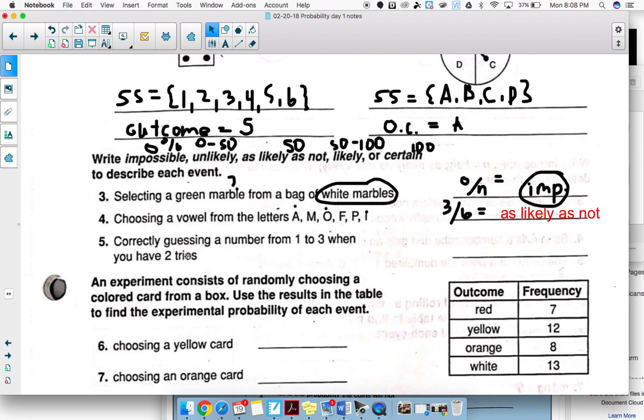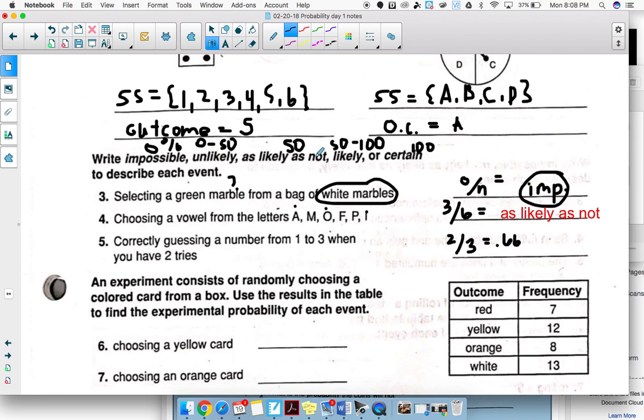Okay. So the next one, correctly guessing a number from 1 to 3 when you have 2 tries. Well, if you think about that, if you got 2 tries, you got 2 chances out of 3. Well, what's 2/3 as a decimal? It's about 0.66.